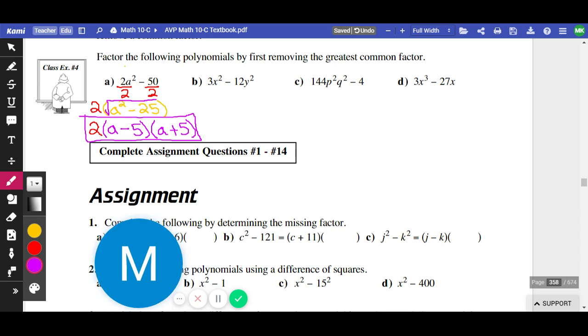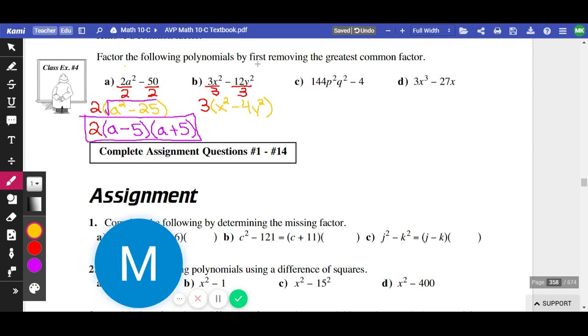Awesome. If you look at B, the first step to factor is take a GCF out. Again, you can take a GCF out of this one. I can take a 3 out of both terms. When I do that, it gives me 3 on the outside as my greatest common factor, and I get a leftover of x squared minus 4y squared.